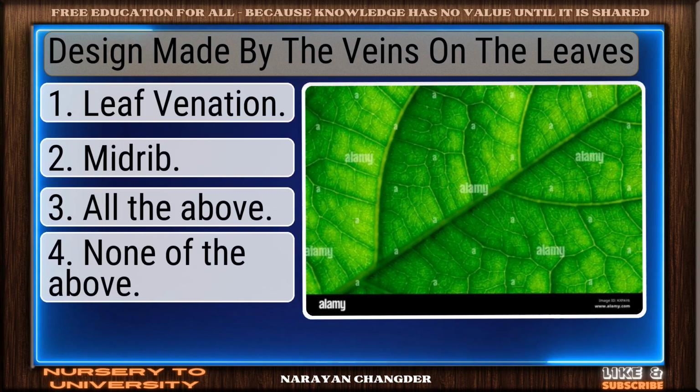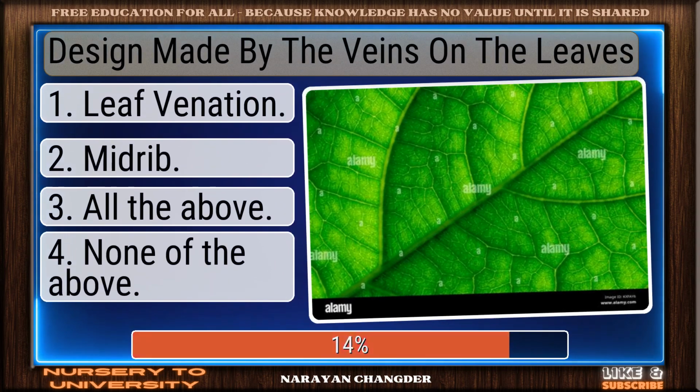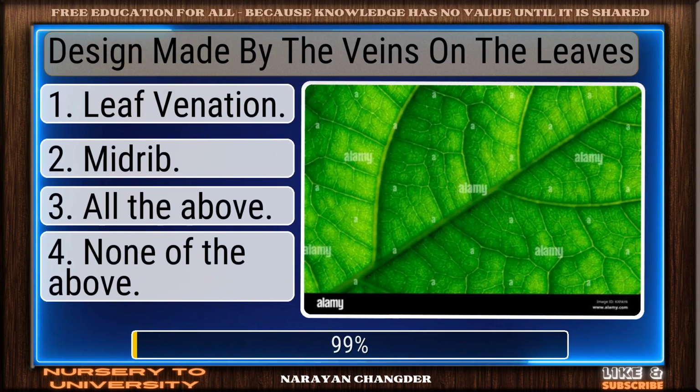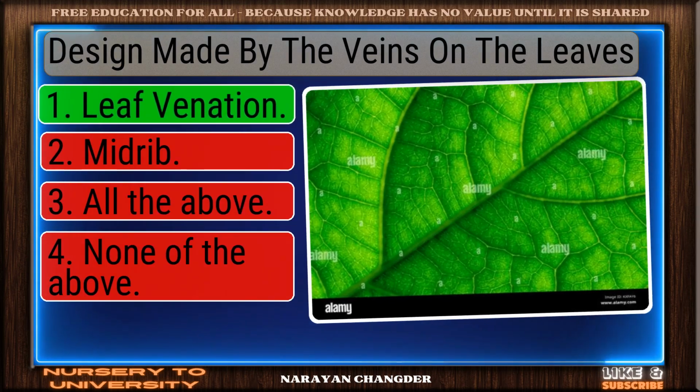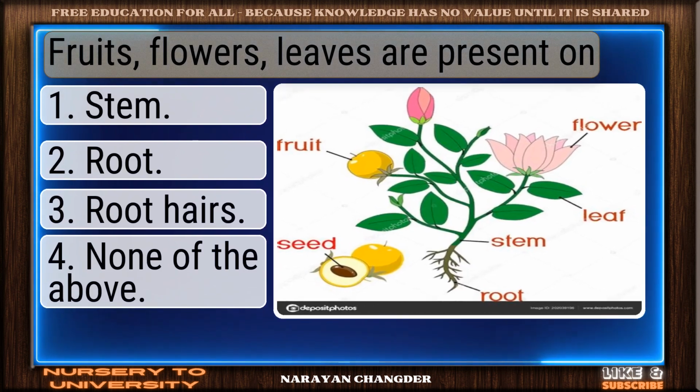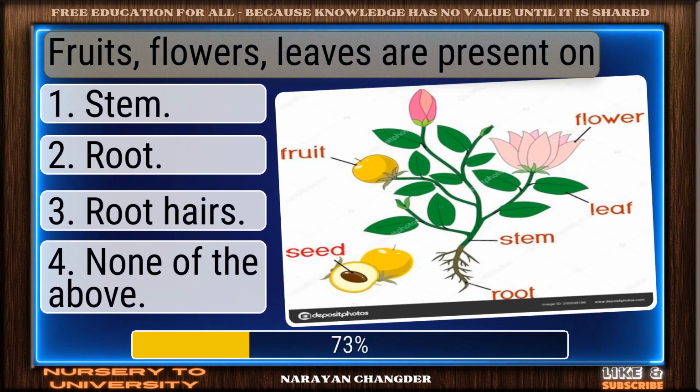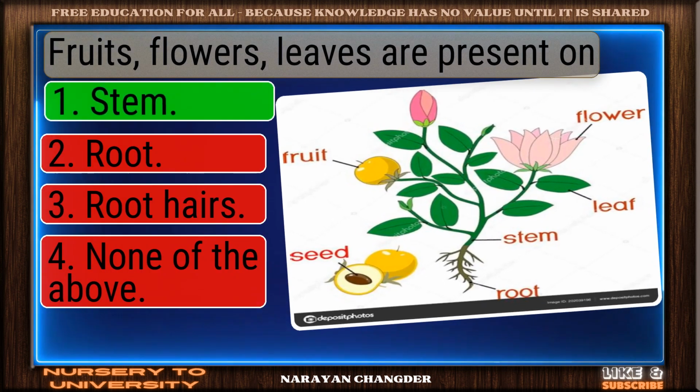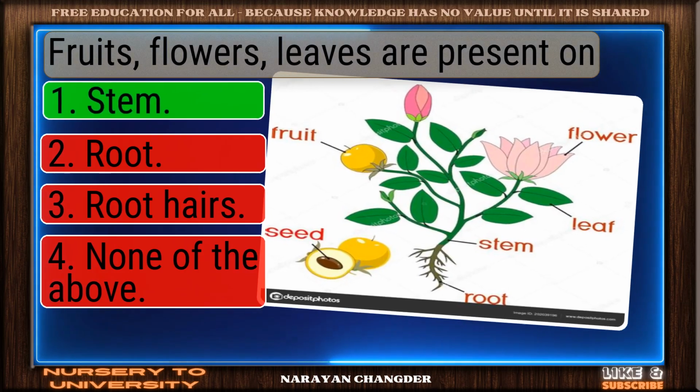Design made by the veins on the leaves. Nice work. You chose leaf venation and it is correct. Fruits, flowers, leaves are present on. Excellent choice. Stem is the right answer.